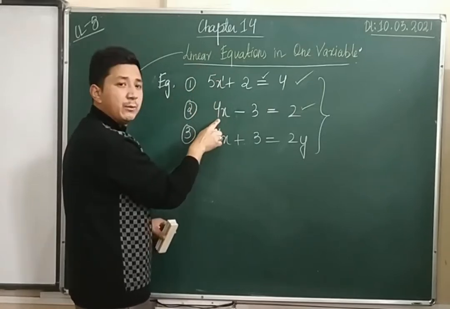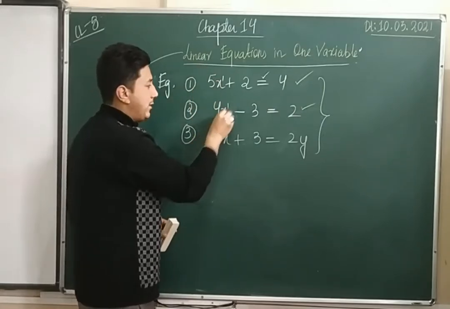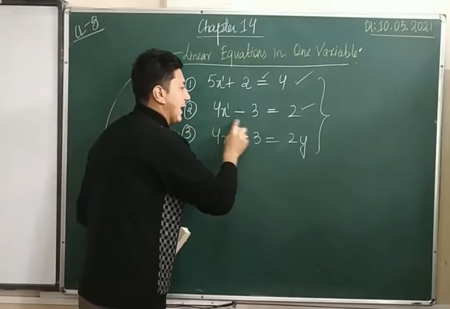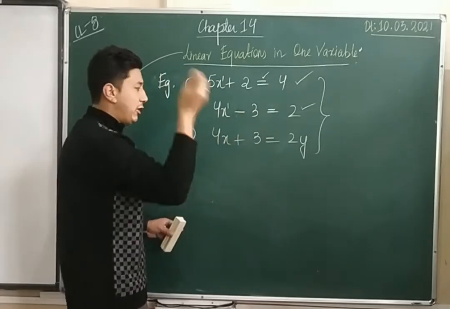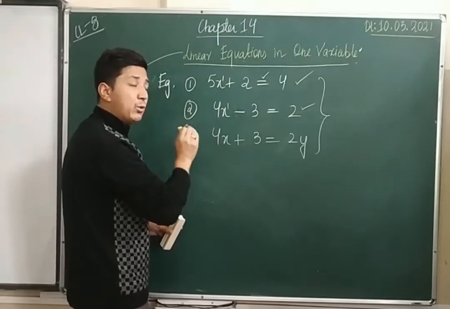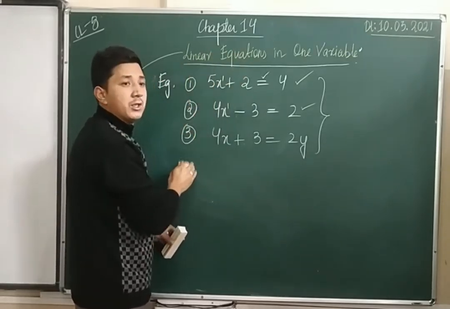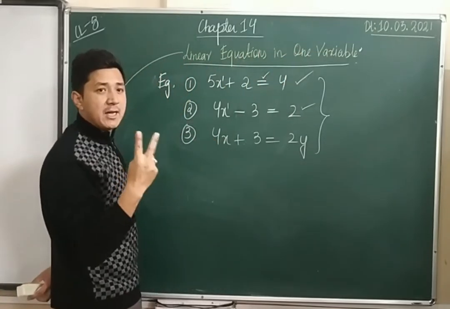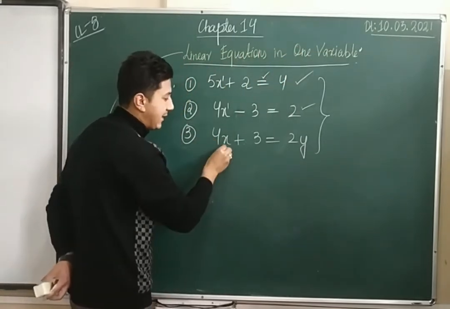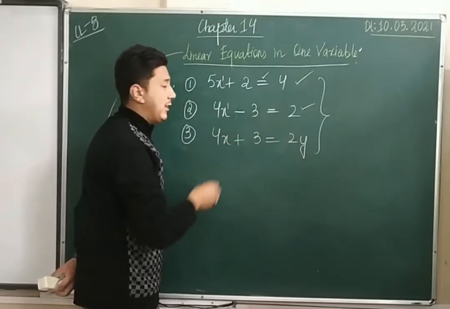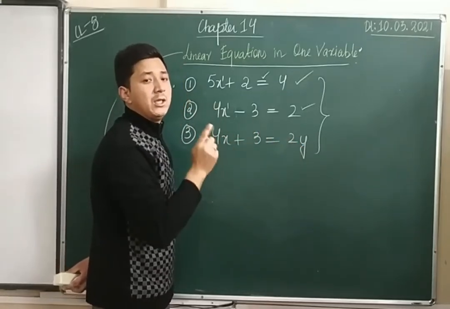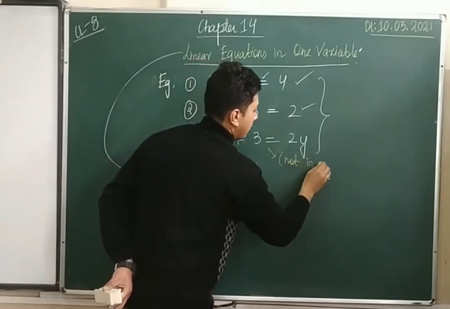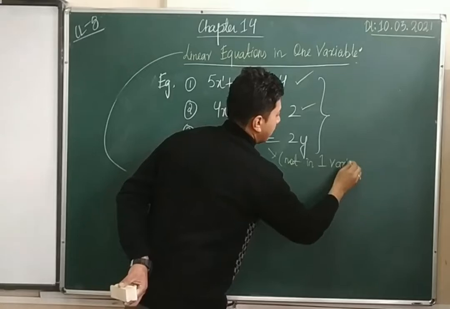It is a linear equation because the power of x is 1, and it is a linear equation in how many variables? One variable, because the variable is only x. But when you come to number 3, even though it is a linear equation, it is not a linear equation in one variable, because how many variables have I used here? 2. One is x and the other one is y. It is a linear equation, but it's not in one variable.